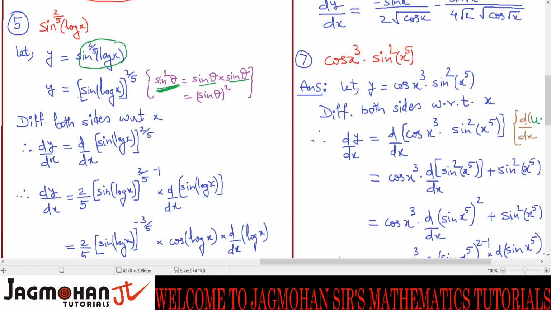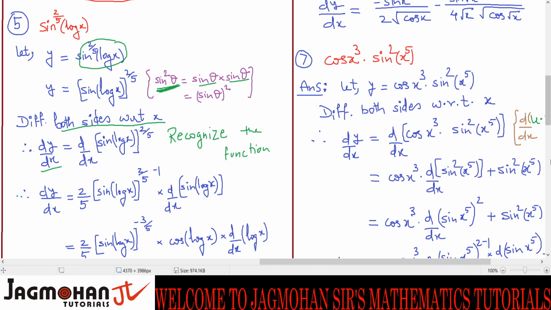So once again, what is the step here? The step is I need to recognize what kind of function this is. So here I am writing, differentiating both sides with respect to x. So d by dx of the left hand side, which is y, and d by dx of sine of log x the whole raised to 2 upon 5. And here I have to recognize the function in order to apply the proper result. So this is sine of log x the whole raised to 2 upon 5.